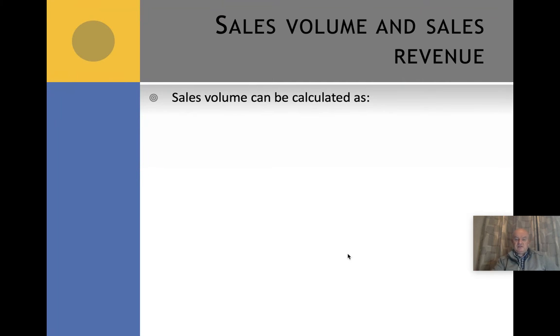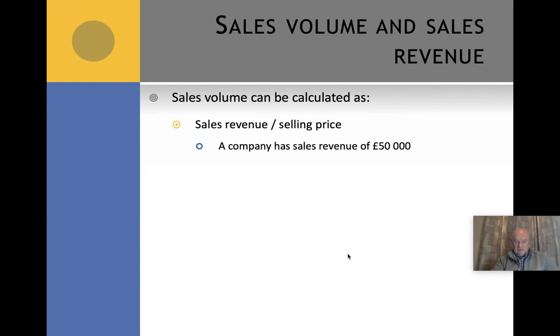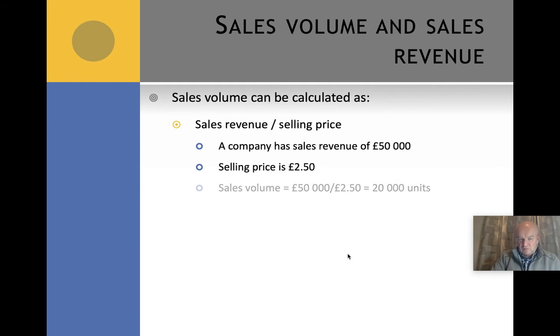So, how do we calculate sales volume? A couple of ways we can do it. One is to take the sales revenue, the total revenue, the amount of turnover that we've achieved, and divide that by the selling price that we have charged our customers, and that would give you the number of units that we've sold. Okay, so here's an example. The company has sales revenue of £50,000, selling price is £2.50. So our sales volume in that situation would be 50,000, which is our total sales revenue, divided by £2.50, our selling price. So we've sold 20,000 units in terms of sales volume.